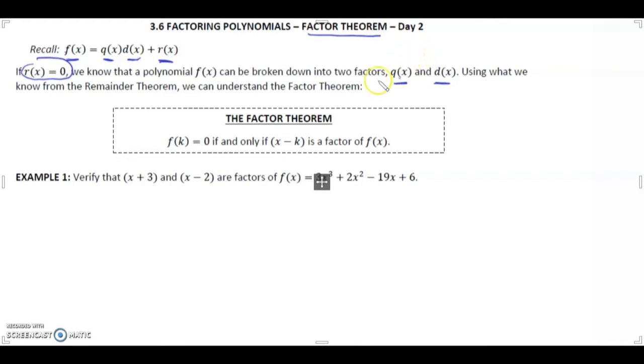Using what we know from remainder theorem, we can understand the factor theorem, here we go: f of k equals 0 if and only if x minus k is a factor of f of x.